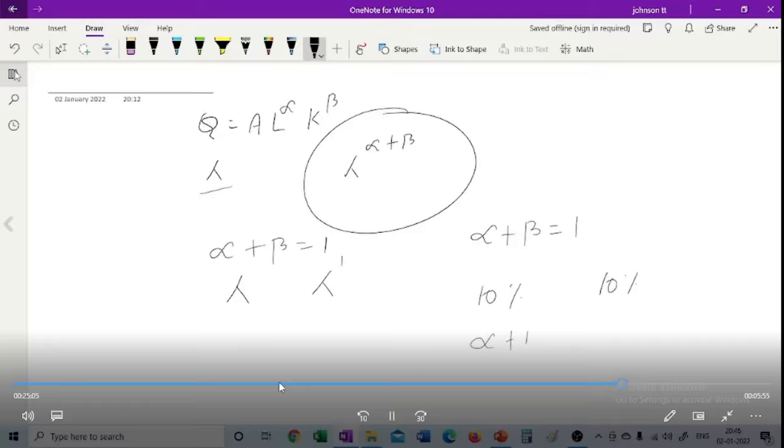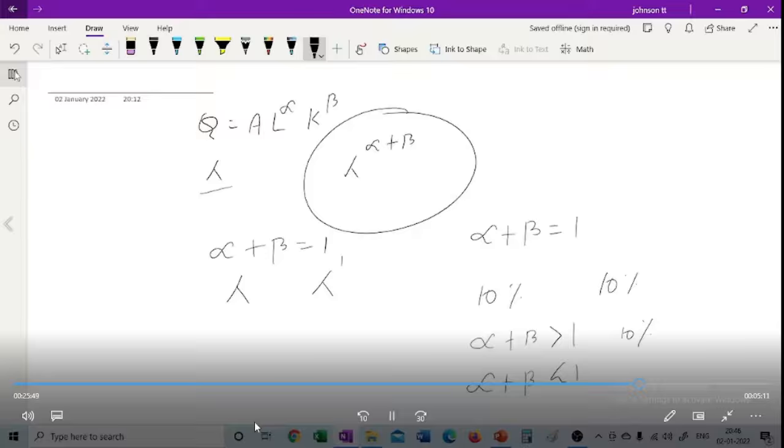If alpha plus beta is greater than 1, what is the meaning of that? If you increase labor and capital by 10%, your output will increase by more than 10%. So when alpha plus beta is greater than 1, it shows increasing returns to scale. Similarly, when alpha plus beta is less than 1, it shows decreasing returns to scale. So that is the Cobb-Douglas production function.